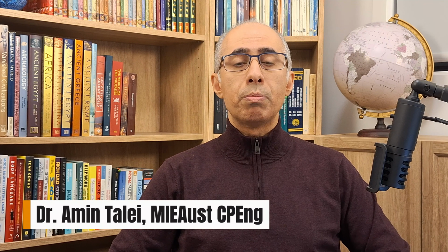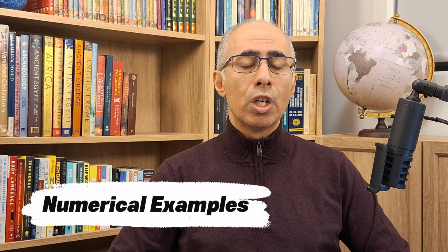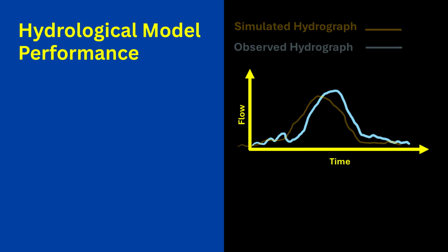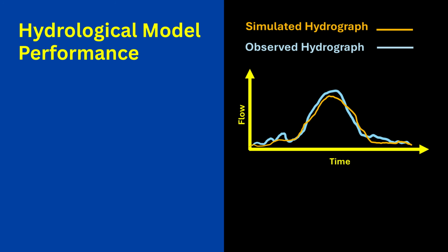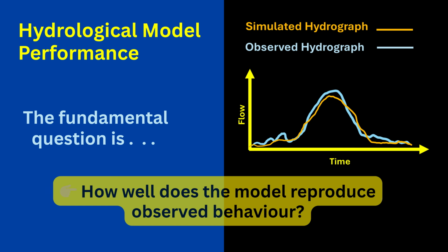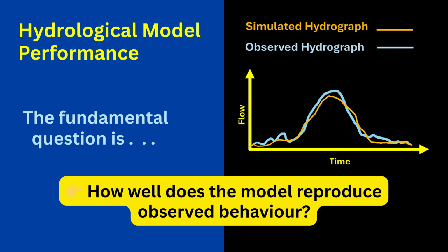In this video, we explore why using a single performance metric fails. Then we introduce commonly used objective functions and demonstrate through numerical examples how multi-objective evaluation leads to a more robust assessment. Stay with me. Hydrological models are evaluated by comparing simulated discharge against observed discharge. The fundamental question is straightforward: how well does the model reproduce observed behavior?